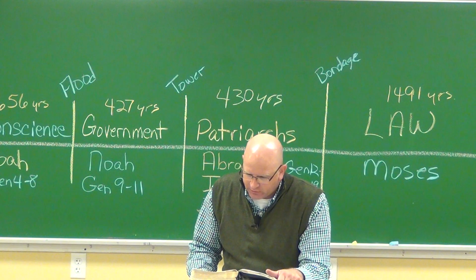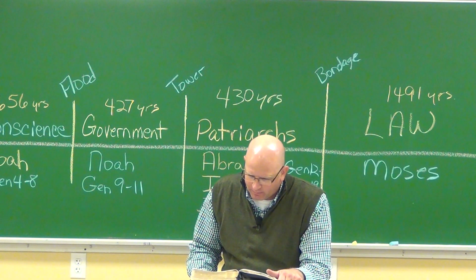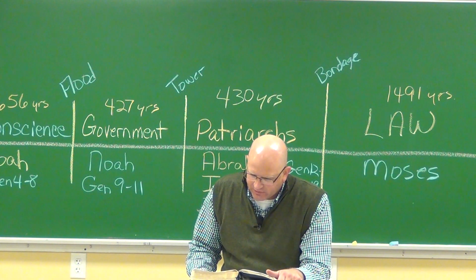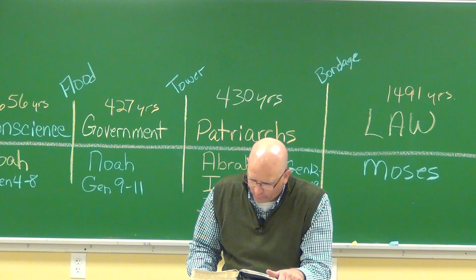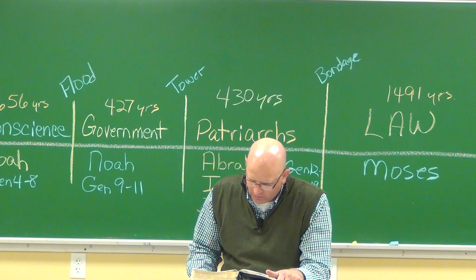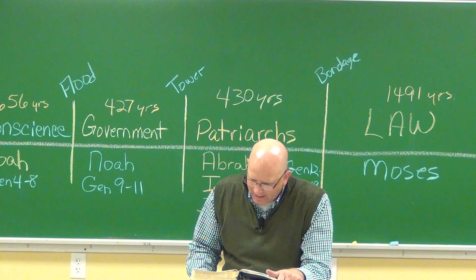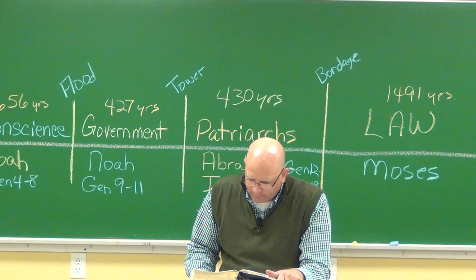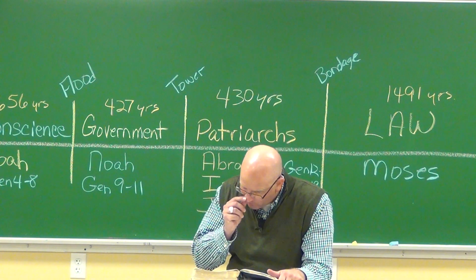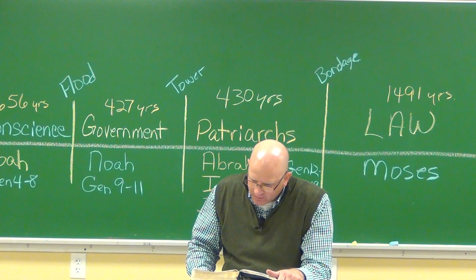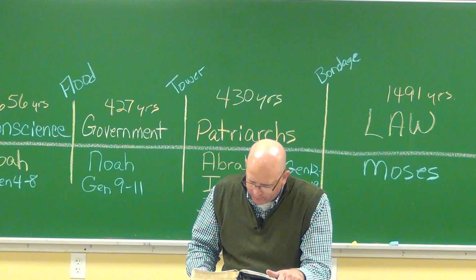They said, go, let us build a city and a tower whose top may reach unto heaven. Let us make us a name, lest we be scattered abroad upon the face of the whole earth. Now watch, verse 5. And the Lord came down to see the city and the tower, which the children of men builded. And the Lord said, behold, the people is one. They all have one language, and this they begin to do. And nothing will be restrained from them, which they have imagined to do.